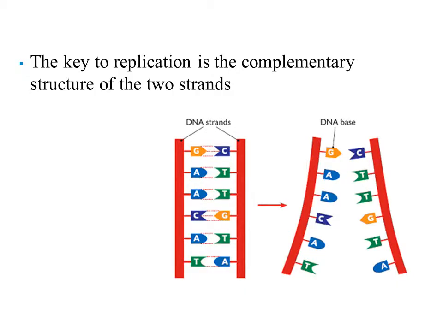The key to replication is the complementary structure of the two strands. Remember, DNA is composed of two strands. It is properly referred to as a DNA molecule. So a DNA molecule has two DNA strands that run in opposite directions, and we call that antiparallel. It is held together by these hydrogen bonds. So the key to the replication is the complementary structure.